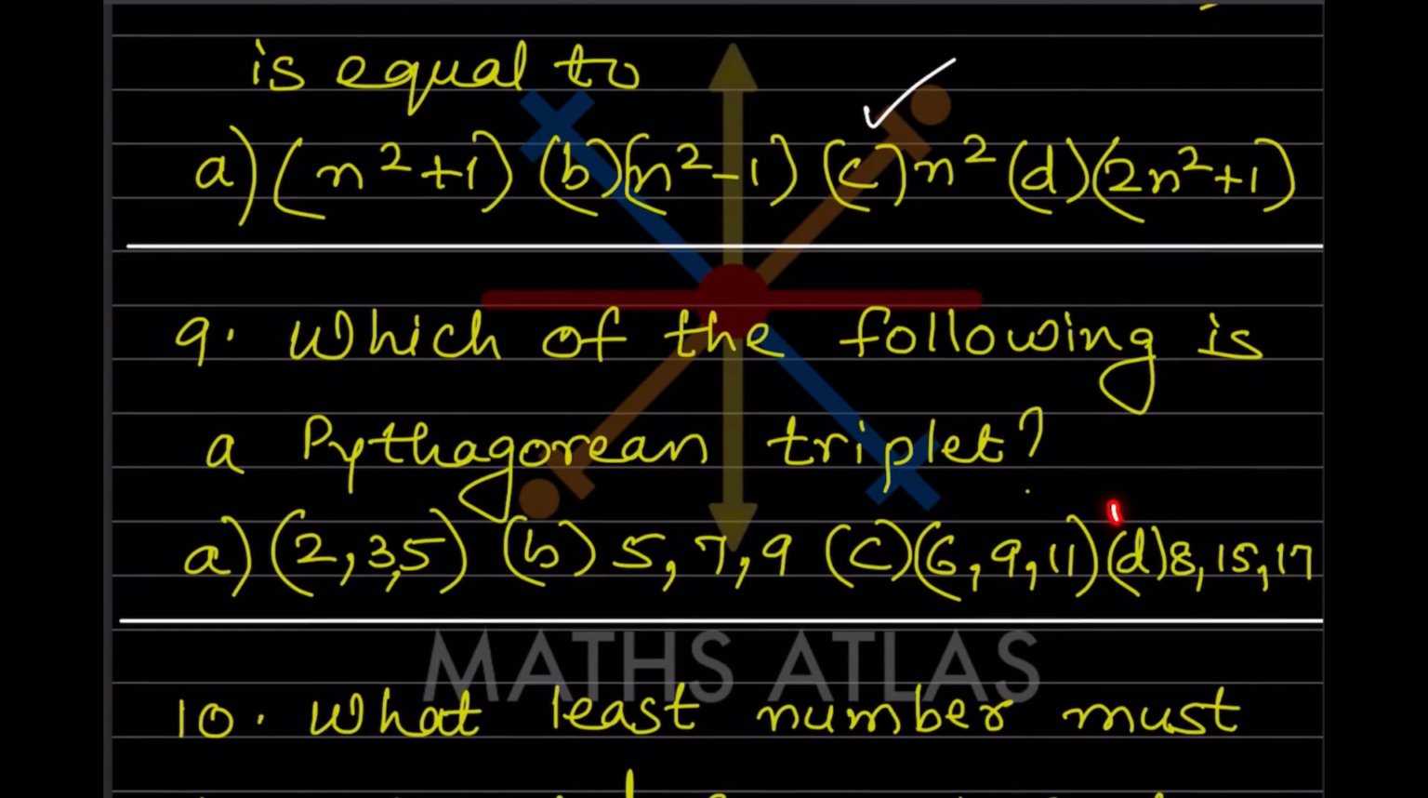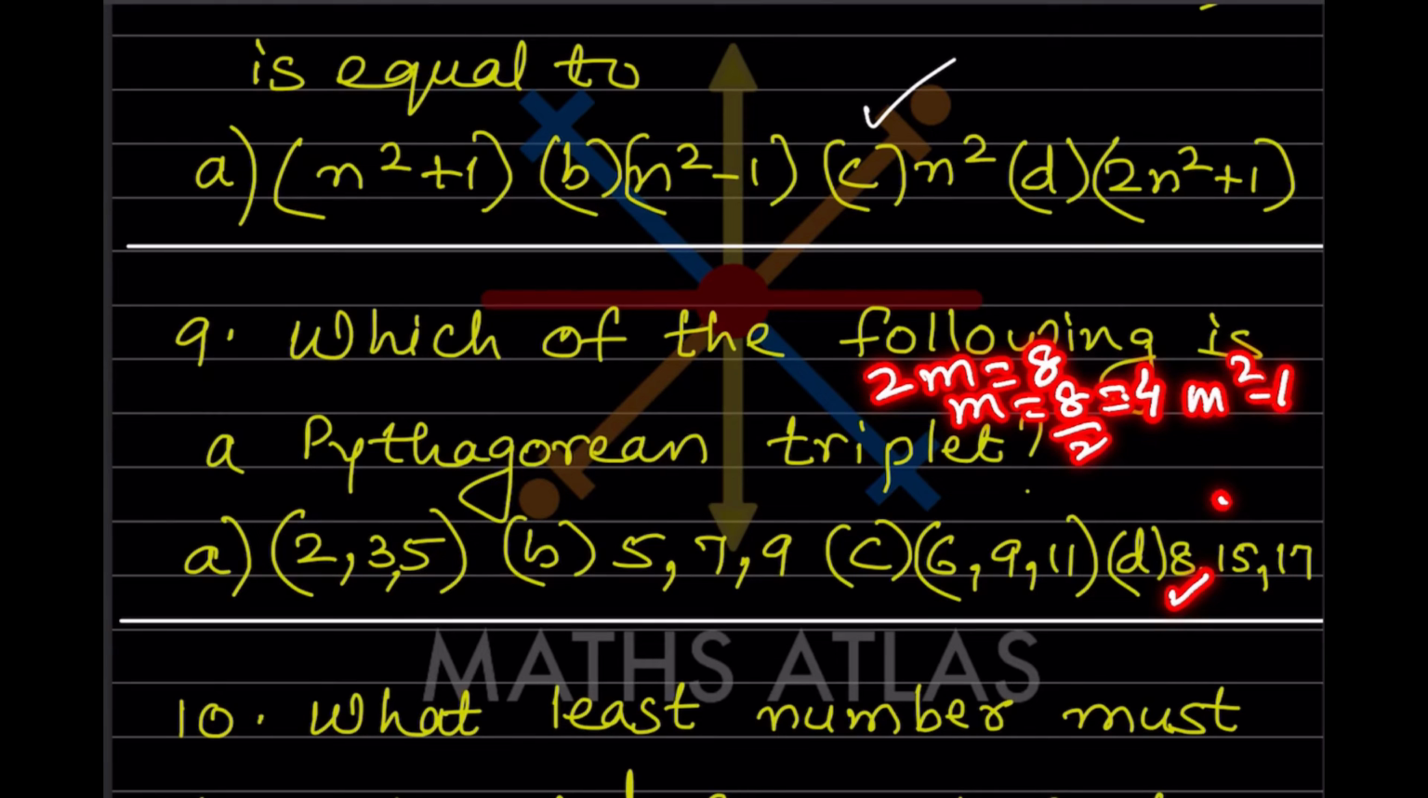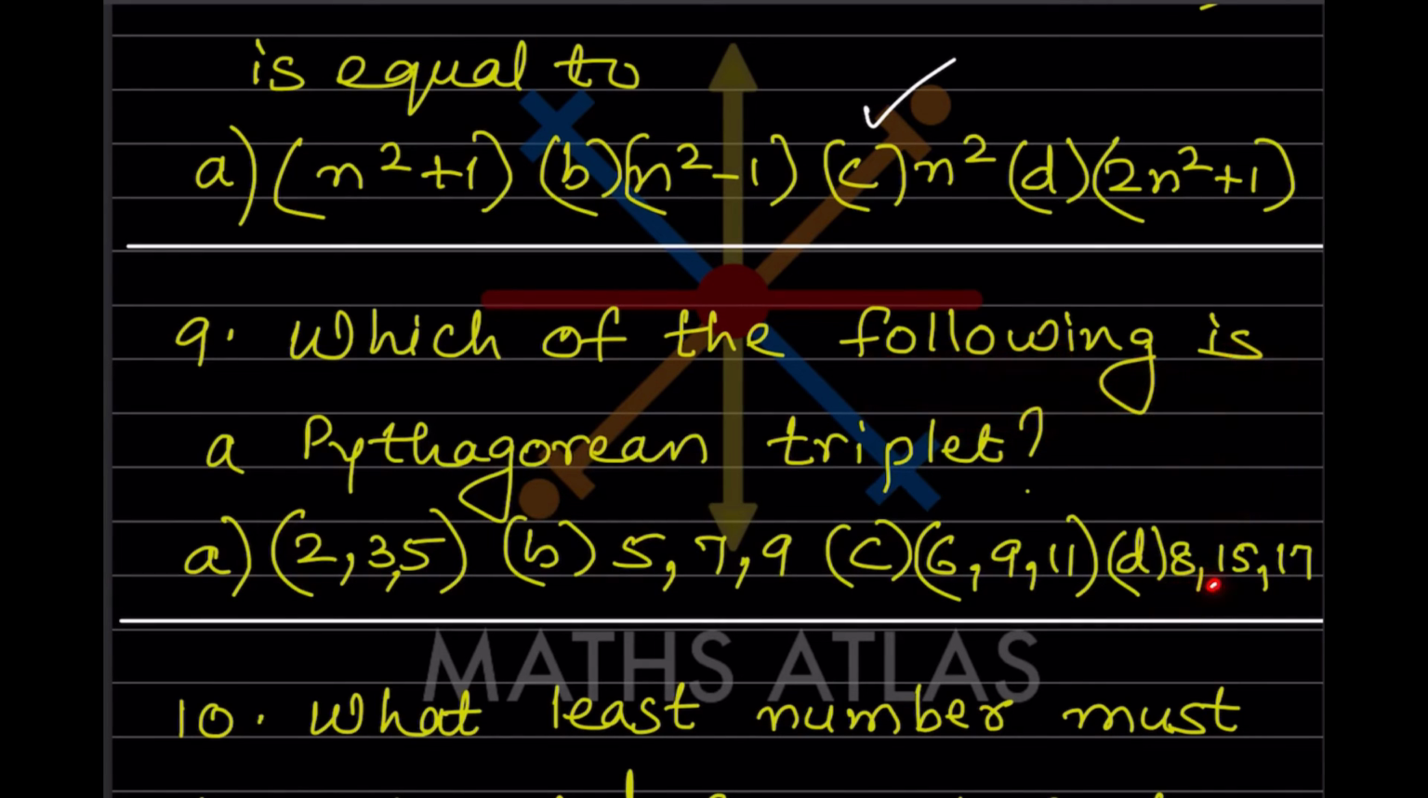Now this is the last one. Let us see by the rule of the Pythagorean triplet. Now this is 8, so we are going to consider 2m is 8. So m is going to be 8 divided by 2, that is 4. Now m square minus 1. M is 4, so 4 square minus 1, that is 16 minus 1, which is 15. So this satisfies. And the other one is m square plus 1, so 4 square plus 1, that is 16 plus 1, that is 17. So 17 is over here. So this is the correct option.